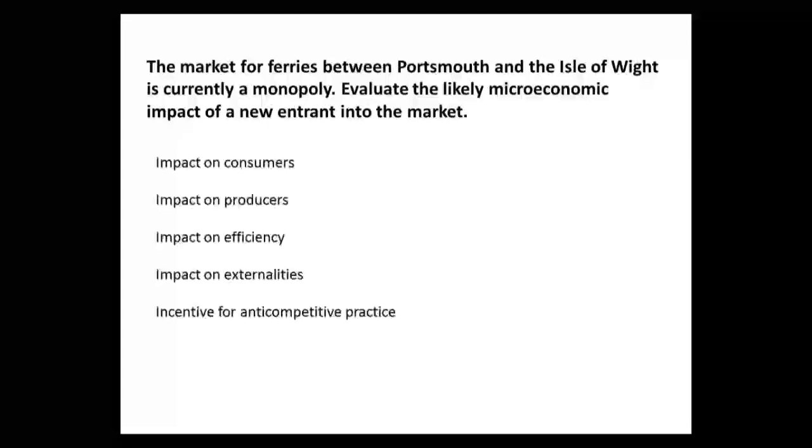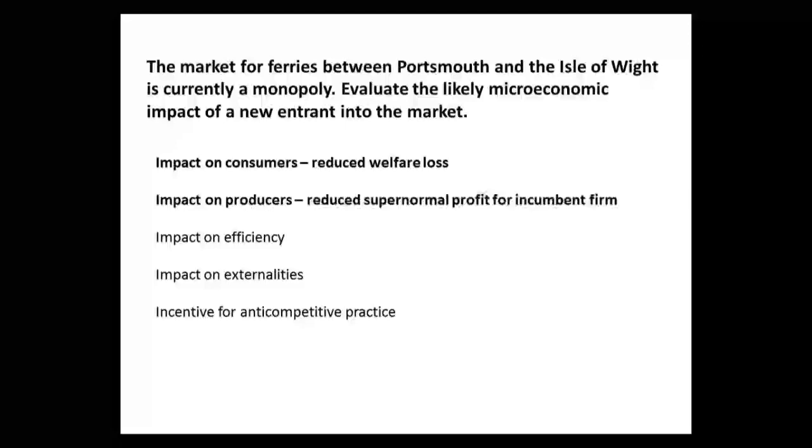So I'll get my checklist up. These are the 5 areas I suggested you think about. Going through them, starting with the impact on consumers. Well, we're moving from a monopoly to a duopoly, 2 firms, which means competition is increasing, which means we can show the reduced welfare loss, going back to that welfare loss diagram. That's a good thing for consumers because likely that prices will fall and choice will go up, hence a reduced welfare loss.